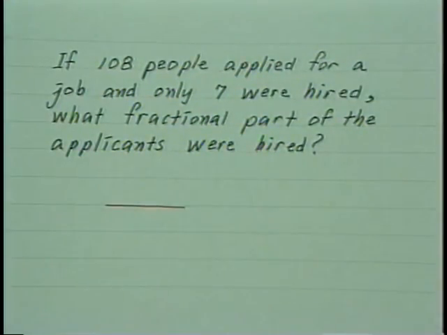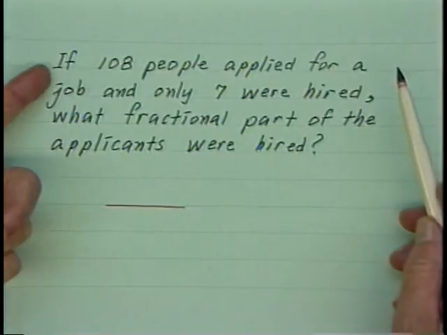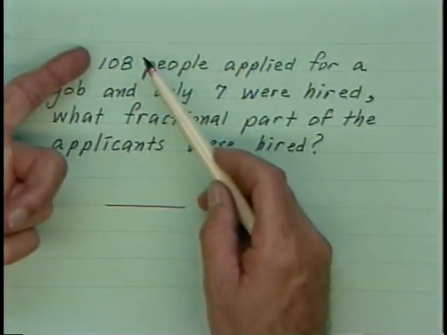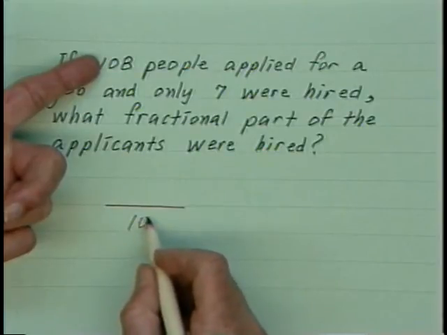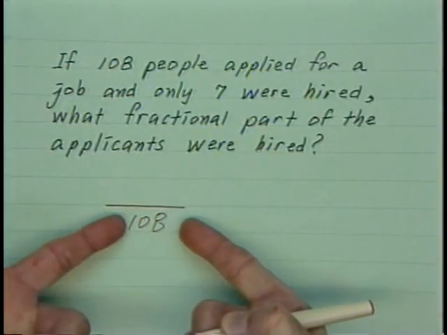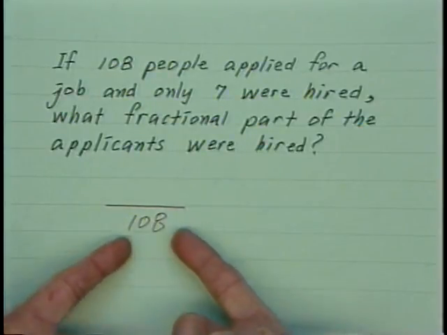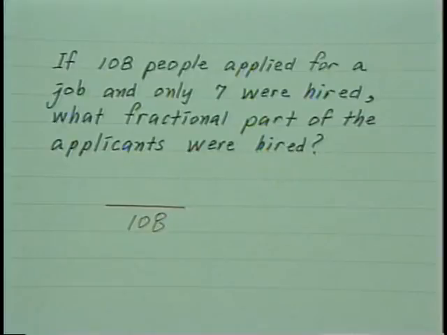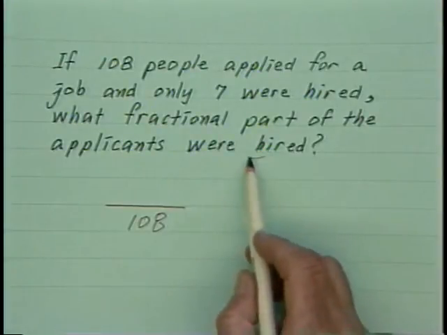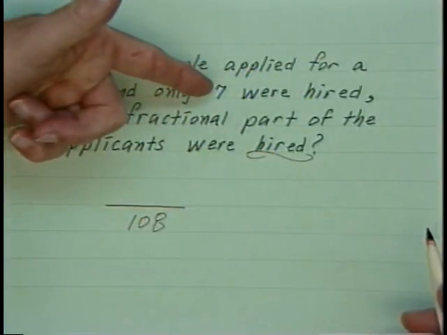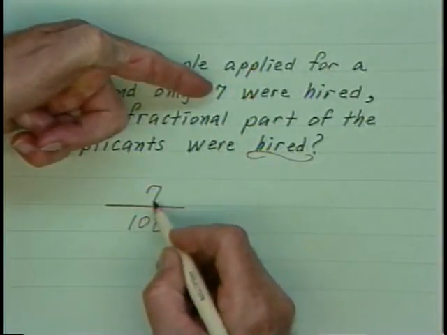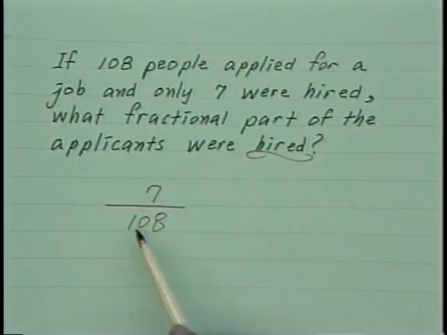So this is our fraction bar. Our whole of the applicants was 108. So again, remember that the denominator, the down number, is the one that is referring to how many pieces, in this case people, constitute the whole. Then we're asked what part of this whole are we talking about? Well, we're talking about those hired. Only 7 of that whole were hired. So we say 7/108ths were hired.